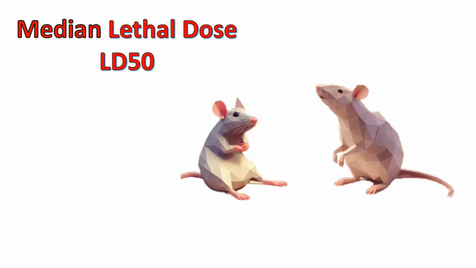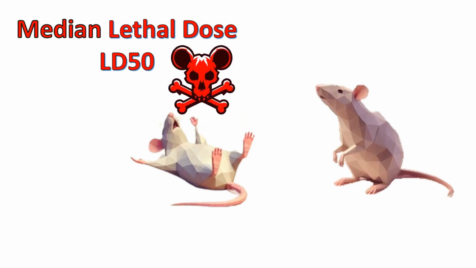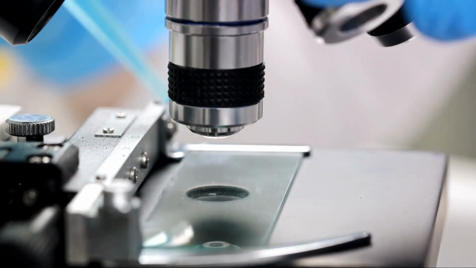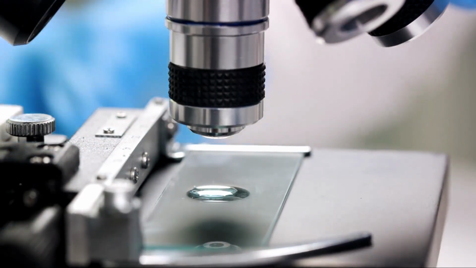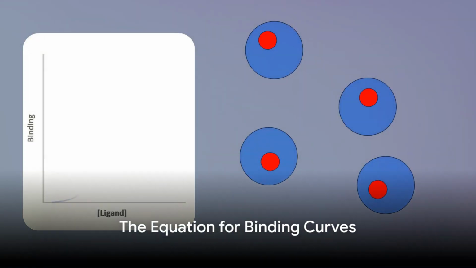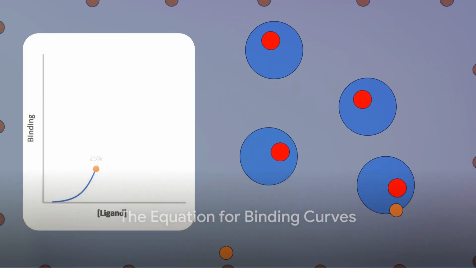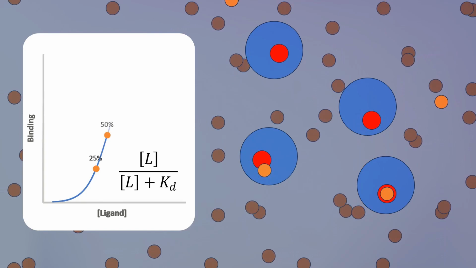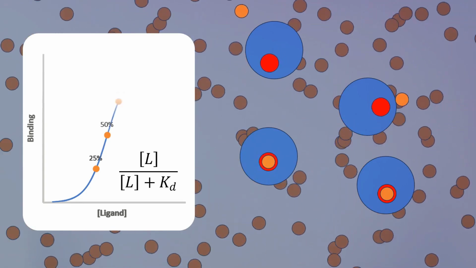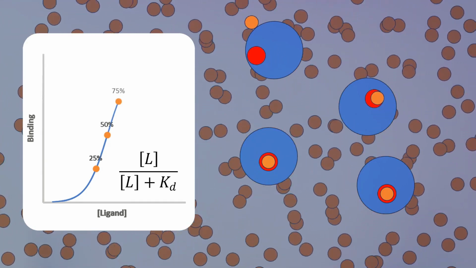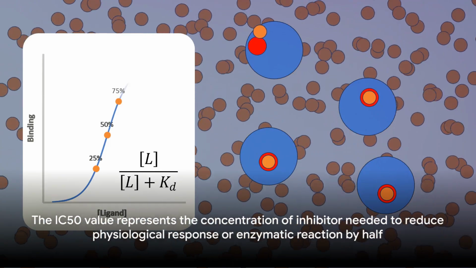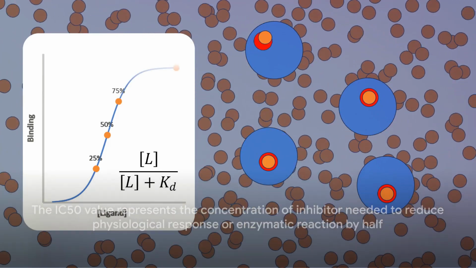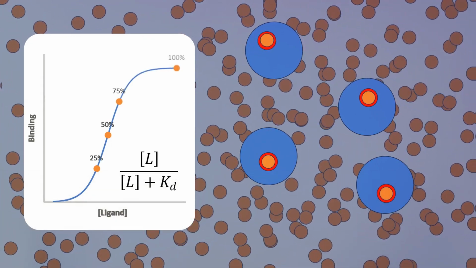Binding curves have also been used to describe toxicity with the median lethal dose, a value that quantifies the exposure limit which would be fatal to half of a test population. As indicated by their names, the equation for these binding curves is defined by a constant equal to the concentration of ligand that produces 50% receptor occupancy or physiological response. In the case of the half maximal inhibitory concentration, the constant is known as the IC50 value.